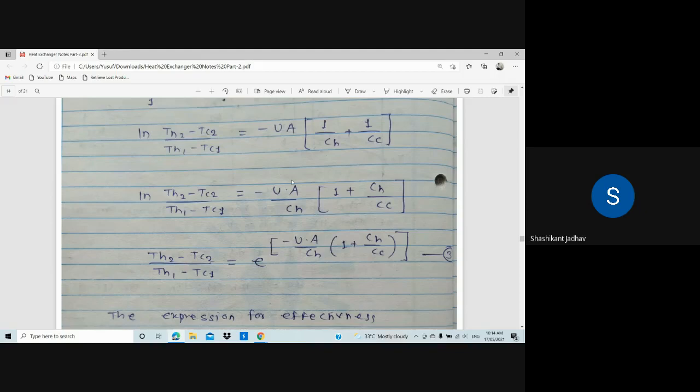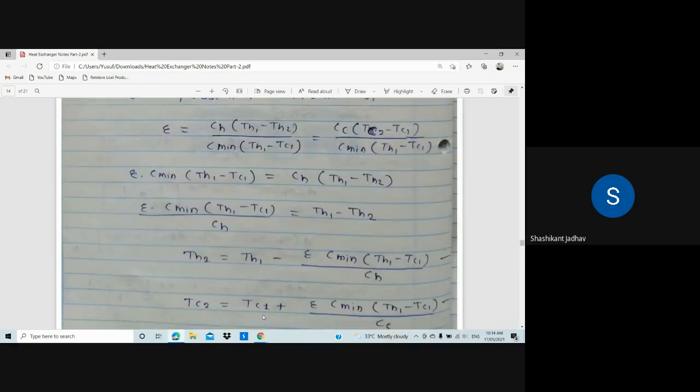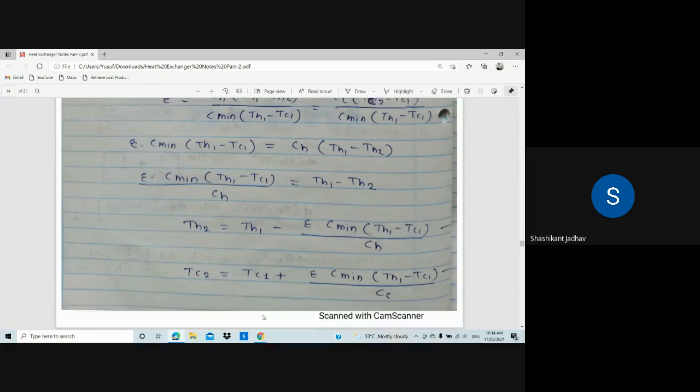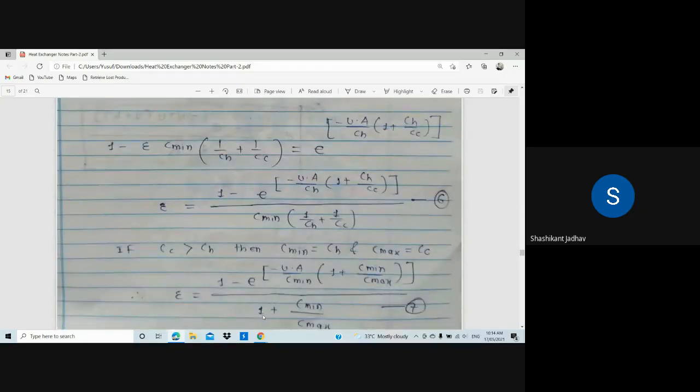And as we know, the expression for the effectiveness epsilon is equal to Ch into (Th1 minus Th2) divided by C minimum into (Th1 minus Tc1), which is equal to Cc into (Tc2 minus Tc1) divided by C minimum into (Th1 minus Tc1). By this simplification, first we have calculated the value of Th2 and Tc2, and by putting this value into equation number 3, we get equation number 6, that is effectiveness epsilon is equal to 1 minus e raised to minus UA divided by Ch into bracket 1 plus Ch upon Cc, divided by C minimum into bracket 1 upon Ch plus 1 upon Cc. That is equation number 6.